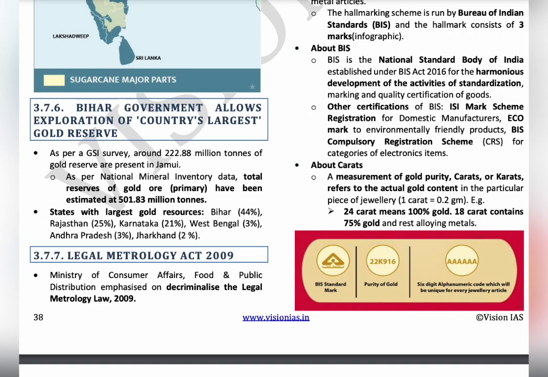The next topic is Bihar government allows exploration of country's largest gold reserve. So as per the Geological Survey of India, the largest gold reserves are present in Bihar with 44%, Rajasthan with 25%, Karnataka with 21%, West Bengal with 3%, Andhra Pradesh has 3% and Jharkhand has 2% of gold reserves.